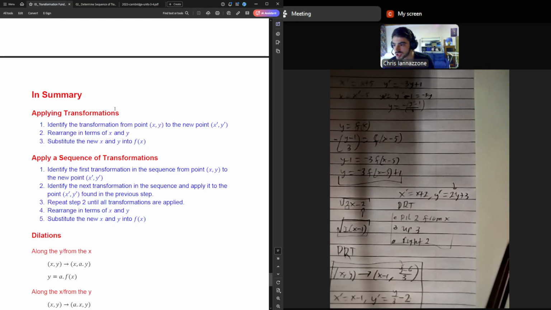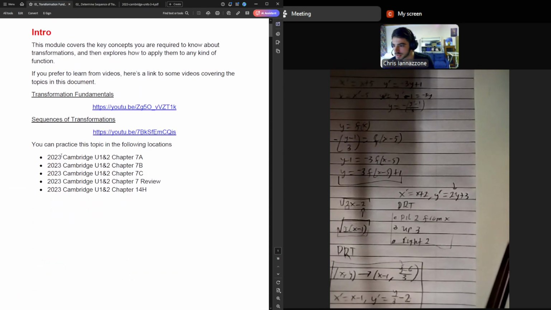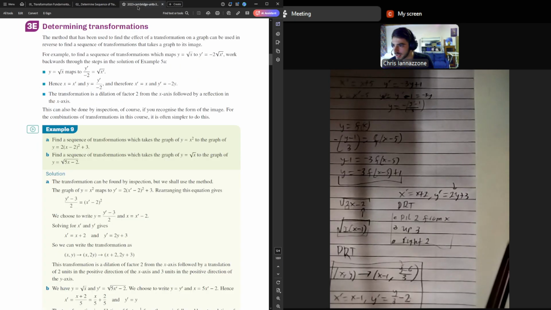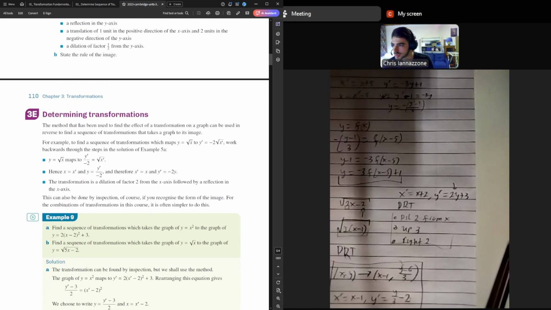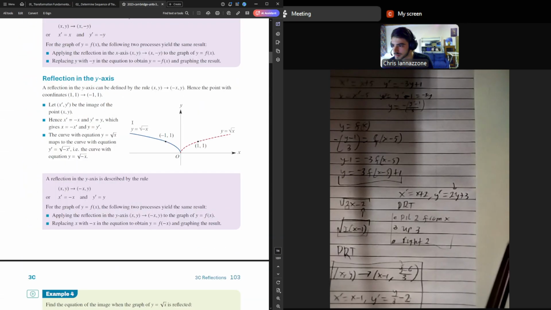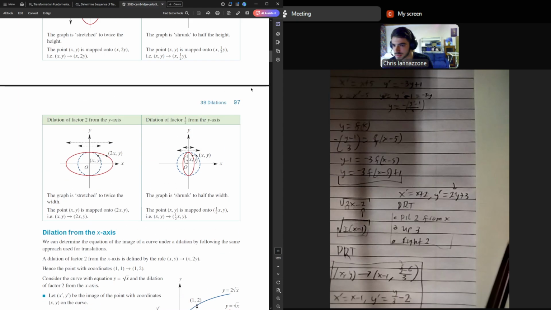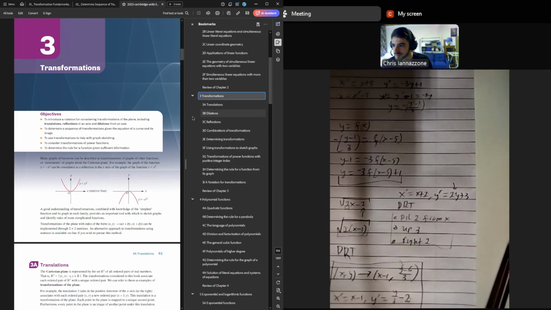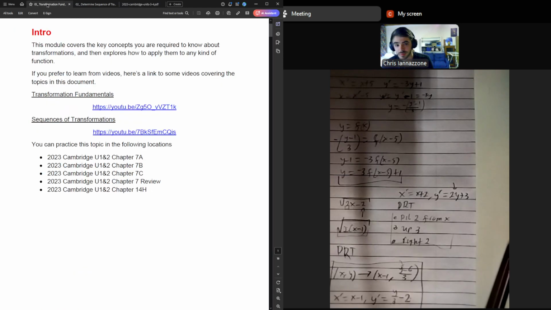As for where you might study this sort of stuff, this would be in the Cambridge Unit 1 and 2 books in Chapters 7 to 14. It could be in the Chapter 7 review for Cambridge Unit 1 and 2, once again. And if you're doing Cambridge Chapter 3, that is where this sort of stuff goes. So pretty much everything in Chapter 3: translation, dilation, reflection, all of that. Yeah, all of Chapter 3. That's where you can study it.